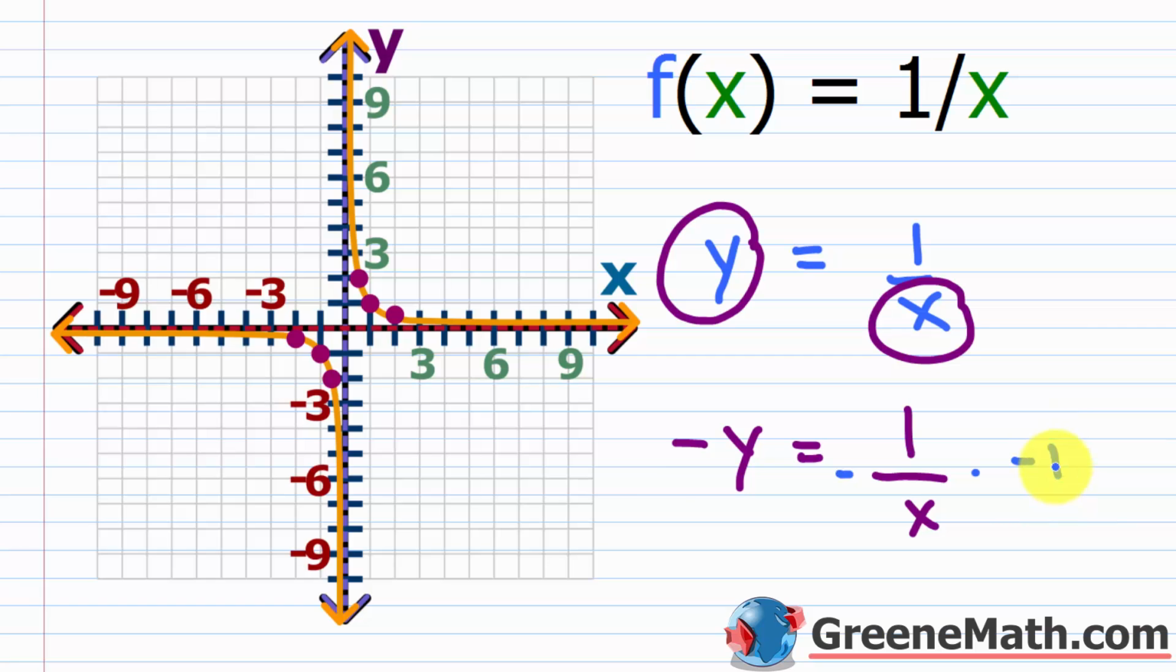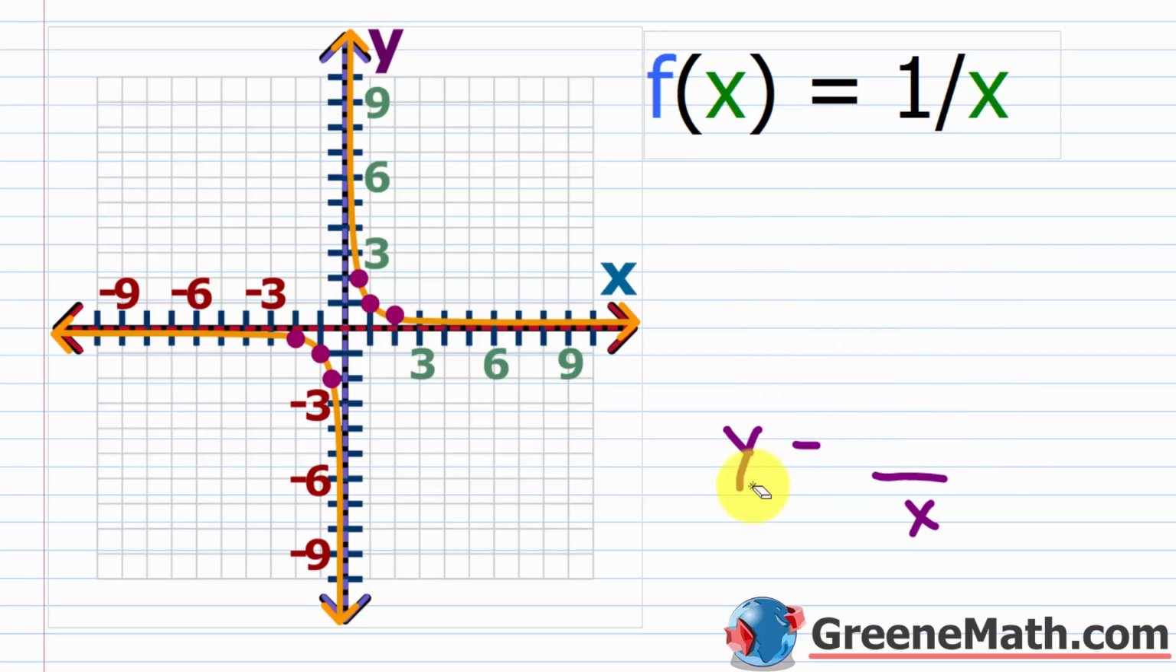So if I multiply this by negative 1 and this by negative 1, the negative cancels over here, and the negative cancels over here, and I'm back to my y equals 1 over x that I started with. So that's how I know this is an odd function, or again, it's a graph that is symmetric with respect to kind of the origin, okay?